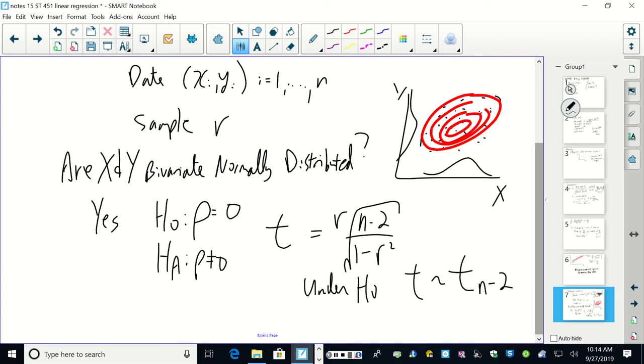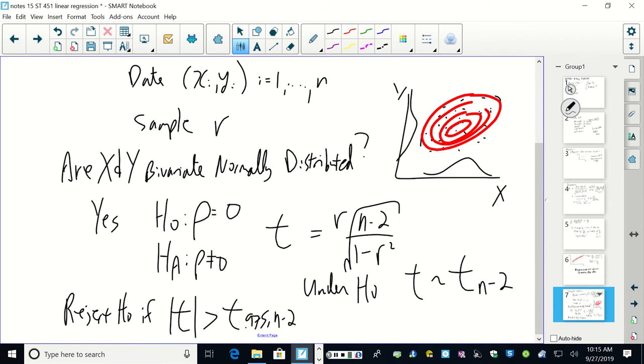When is this big? Well, the correlation has to be away from 0. The further it is away from 0, if it's close to 1, the bottom is almost 0. So if you get 0.9 here, 0.9 squared is 0.81, and 1 minus that is 0.19. So you're dividing by something that's smaller the closer you are to 1 or -1. And there's also the sample size. So the statement of conclusion would be: reject H0 if our t-statistic, or the absolute value of it, is greater than the 97.5th percentile of a t-distribution with n-2 degrees of freedom. So you can test for 0.